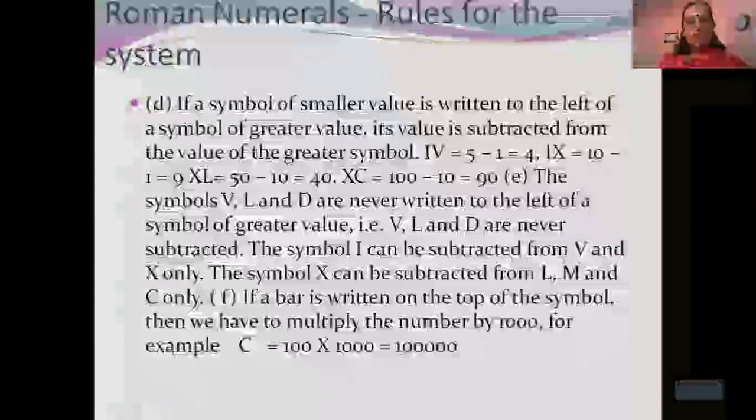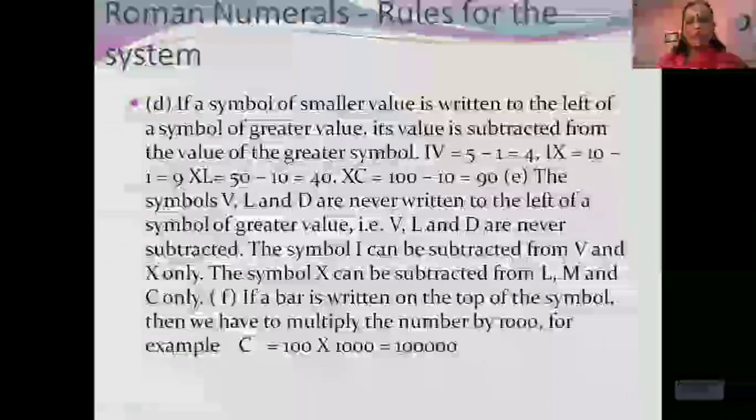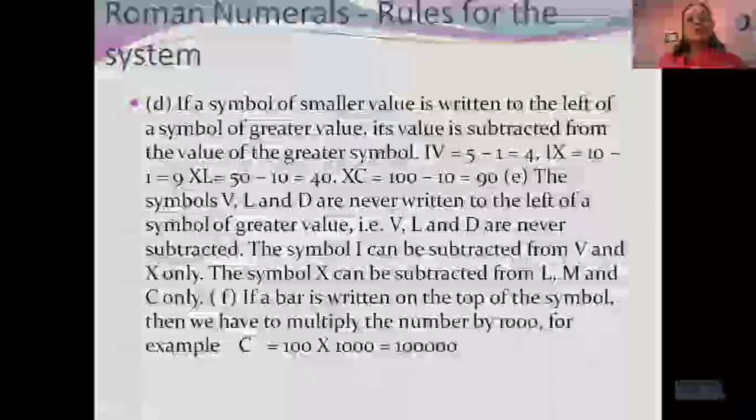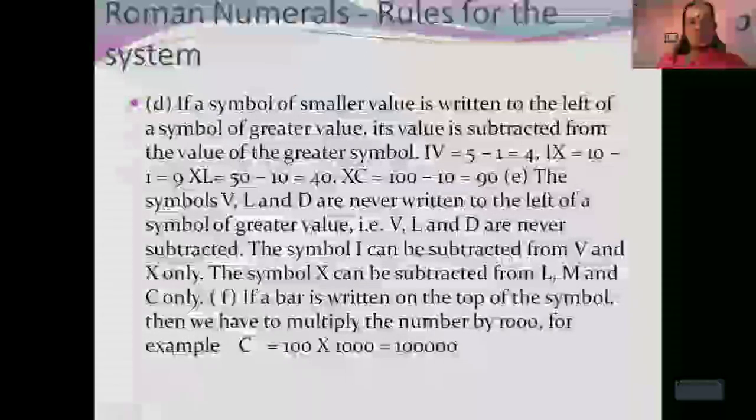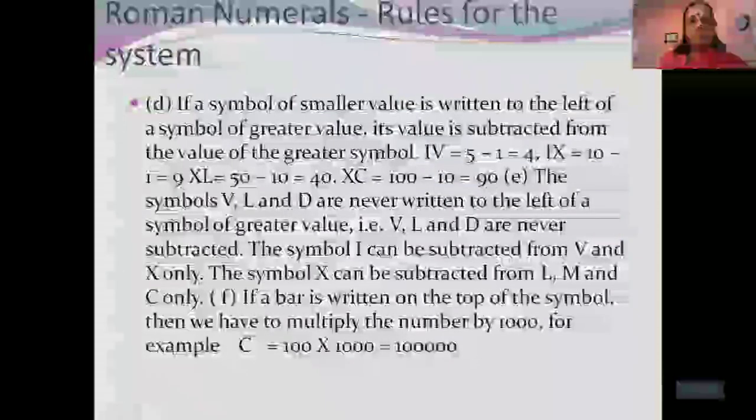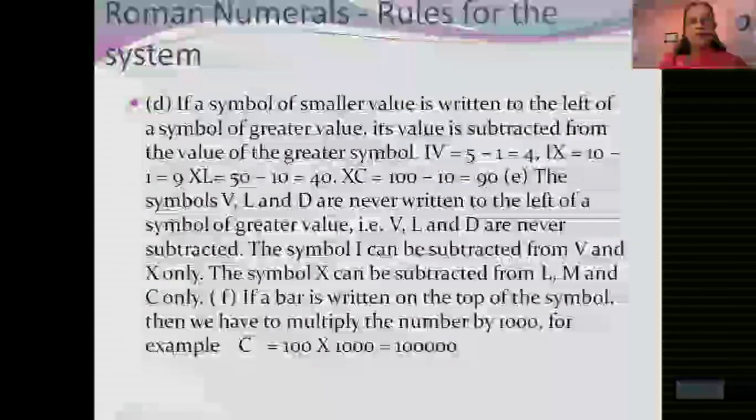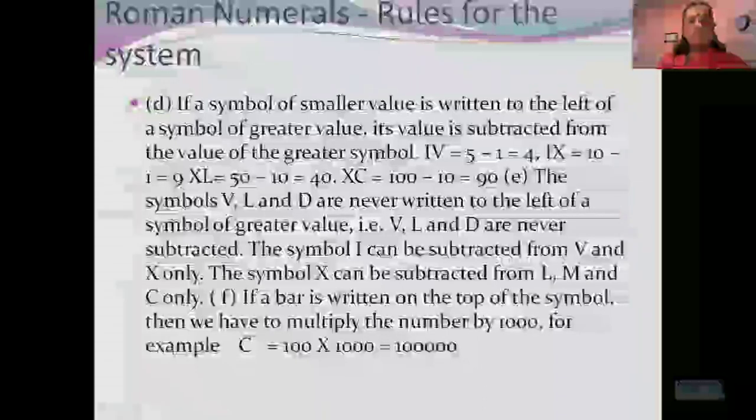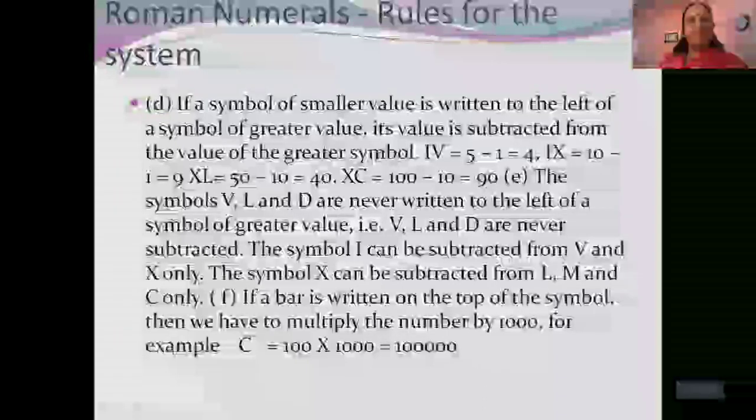If a bar is written on the top of the symbol, then we have to multiply the number by 1000. For example, C bar is equal to 100 into 1000, that is 1 followed by 5 zeros, that is 1 lakh. If we write C bar, it is 1 lakh.